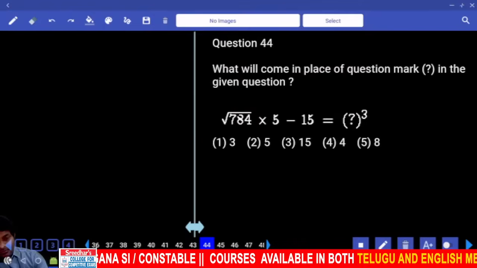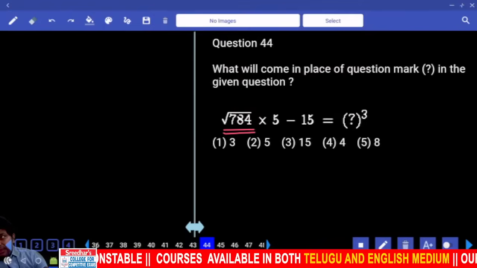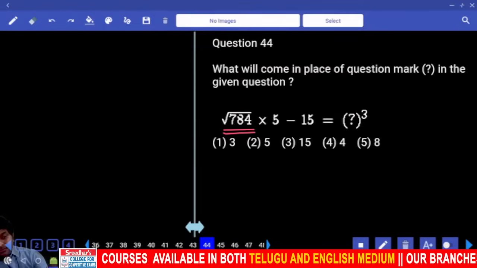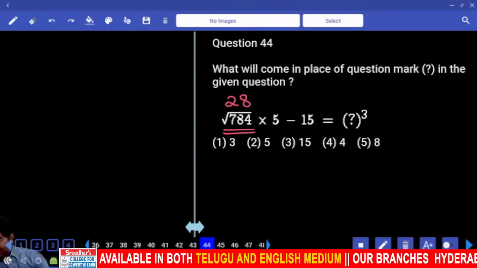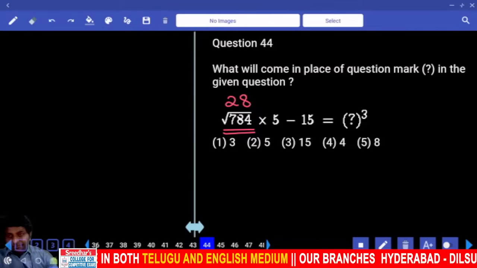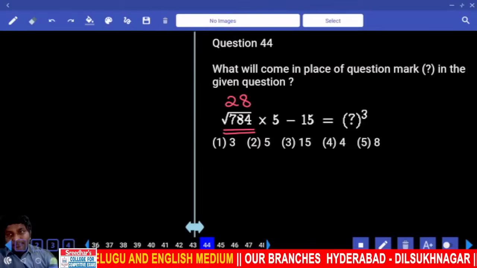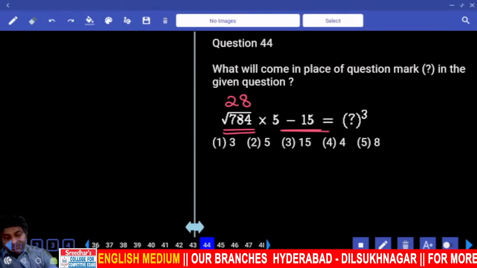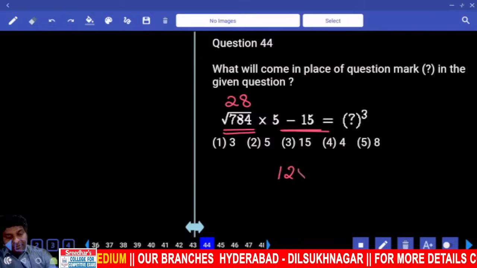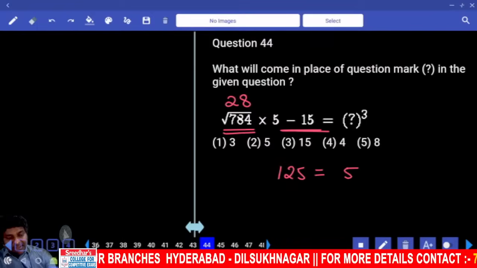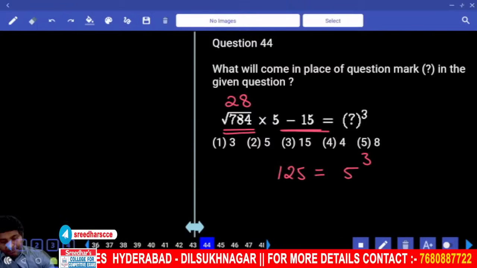Are you okay? Which under root value is equal to 784? 28 square is equal to 784. 28 into 5. 140 minus 15. 125 can be written as 5 cube only.